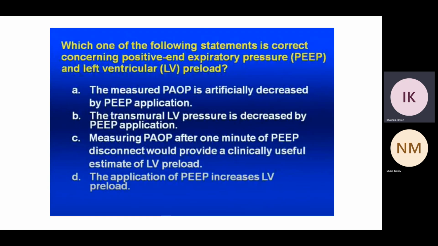we said it decreases, right? Decrease. Right, it will decrease. So the right answer is B. So the transmural pressure, why is it wrong? Because when you decrease preload, it will decrease venous return.